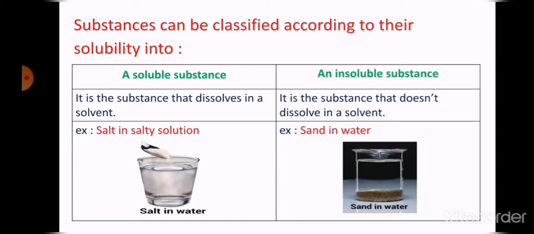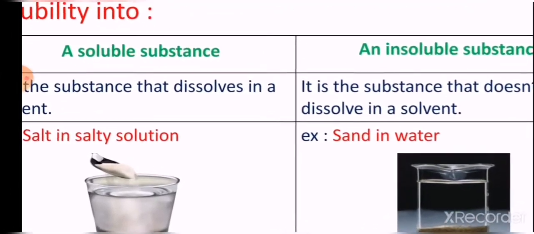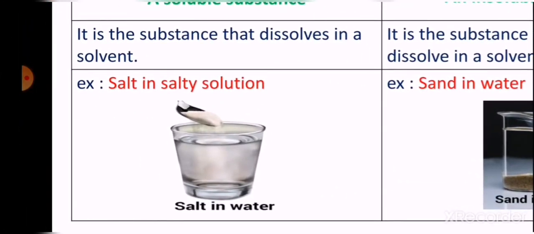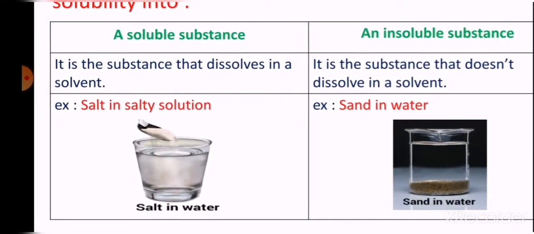The soluble substance is the substance that dissolves in the solvent. Any solid substance that dissolves in the solvent is called a soluble substance. Like salt: when you put salt in the water solvent, the salt will dissolve in the water. So salt is called a soluble substance.